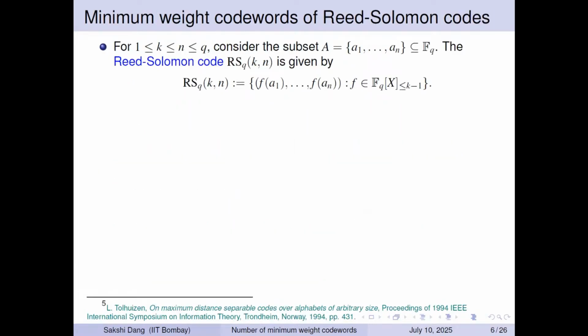So our object of interest is minimum weight codewords. As we have seen, these are generalizations of Reed-Solomon and Reed-Muller codes. So we start with what the minimum weight codewords of Reed-Solomon codes look like.